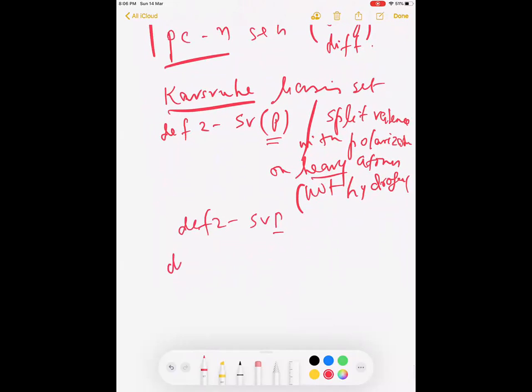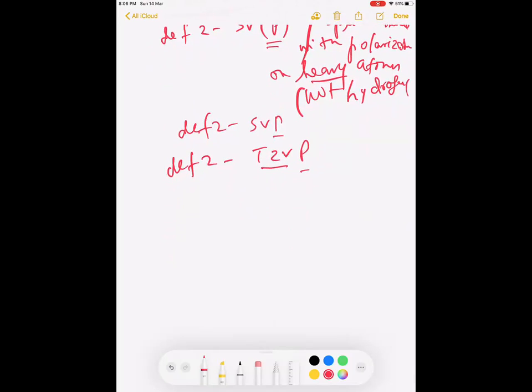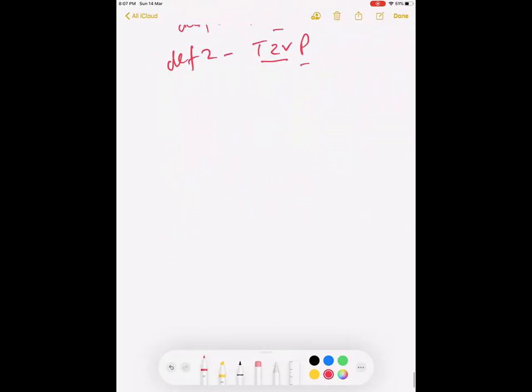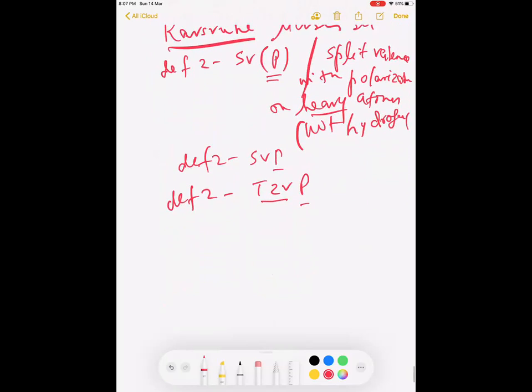You can have DEF2-TZVP, so it is valence triple zeta with polarization. Very similar nomenclatures are there. You can also augment that with diffuse basis functions and so on. What is the difference? The numbers are all the same. The difference is the way the atomic orbitals are constructed. The construction of atomic orbitals in terms of primitive Gaussians makes the difference. So these are all atom-centered bases.